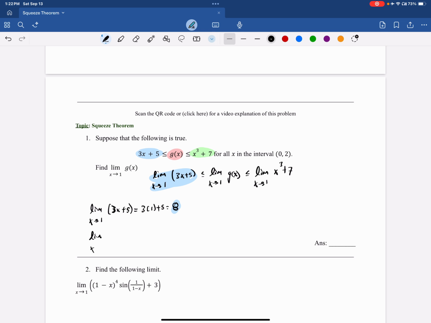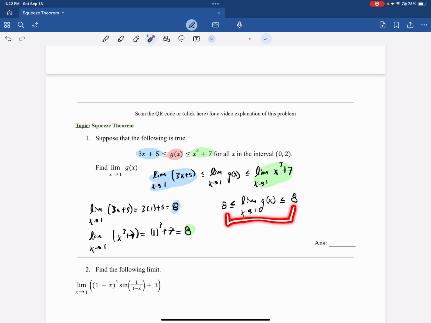The limit as x approaches 1 of the right-hand side, which was x cubed plus 7. We're going to use direct substitution. Plugging it in, we would have 1 cubed plus 7, which is also equal to 8. So this green function right here, we know that its limit also approaches 8. So right now we have 8 is less than or equal to the limit as x approaches 1 of g of x is less than or equal to 8.